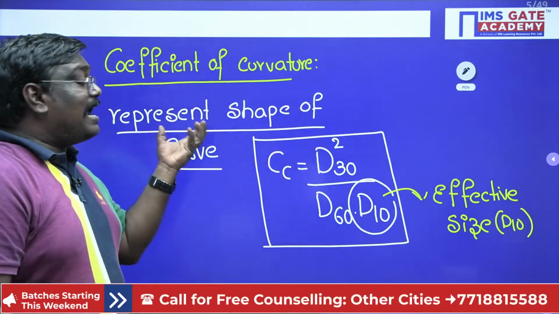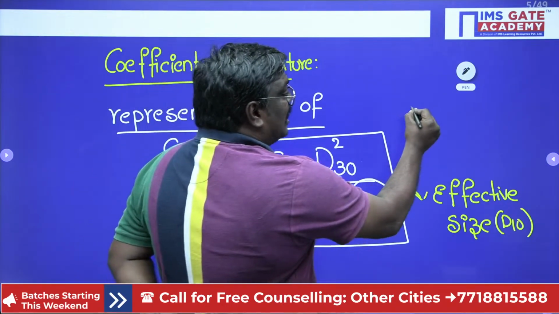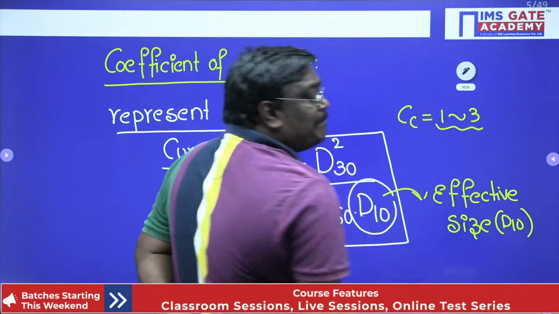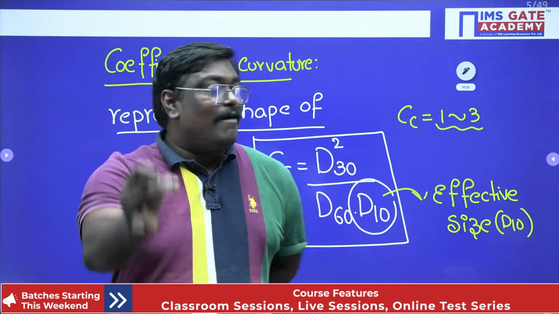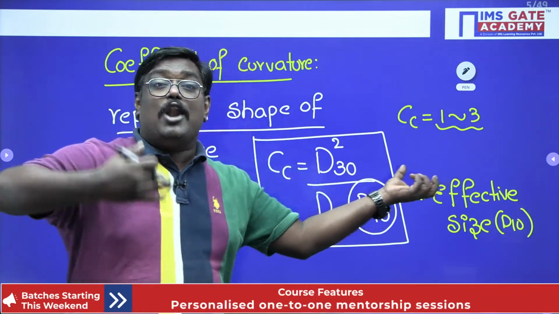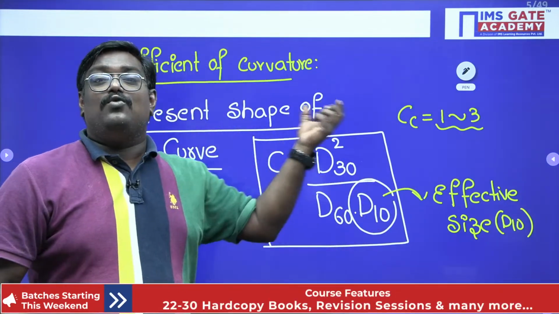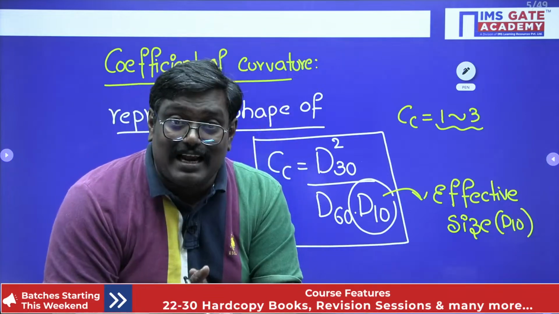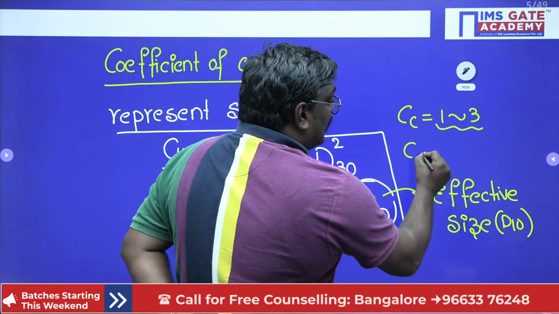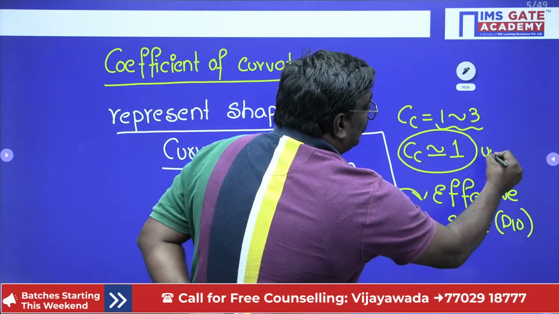So let us understand how this coefficient of curvature will help you. Suppose, my dear students, if the coefficient of curvature value lies between 1 and 3, it represents a well-graded soil. When you have calculated the value of coefficient of curvature and you have got a value between 1 and 3, definitely that value will help you understand whether it is well-graded, poorly graded or uniformly graded. And remember, my dear students, coefficient of curvature is approximately equal to 1 in case of uniformly graded.